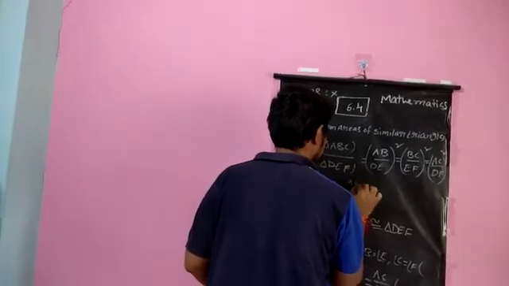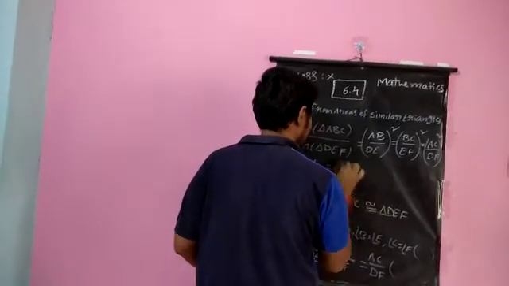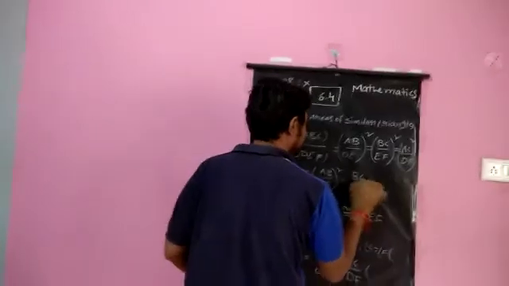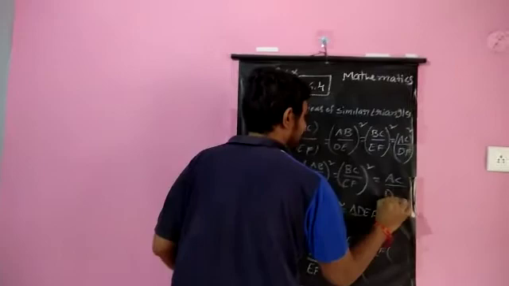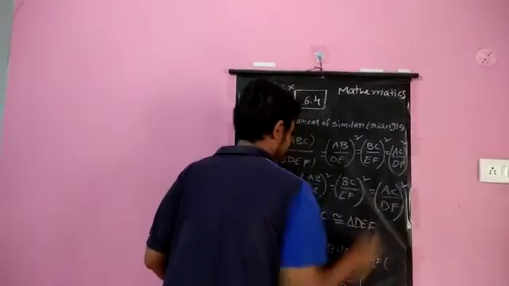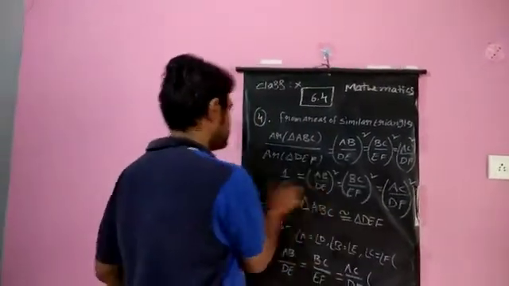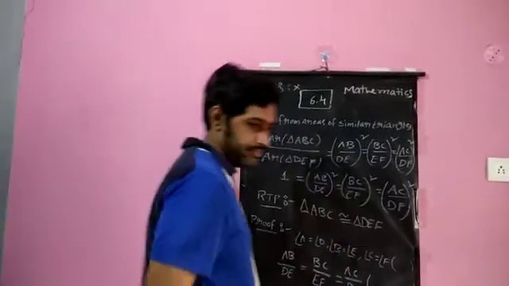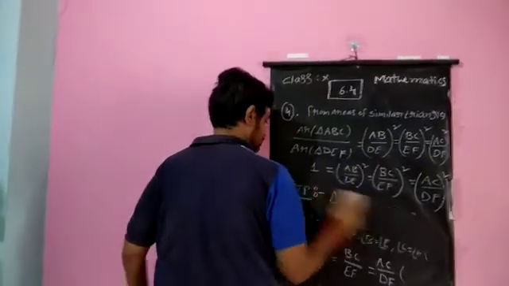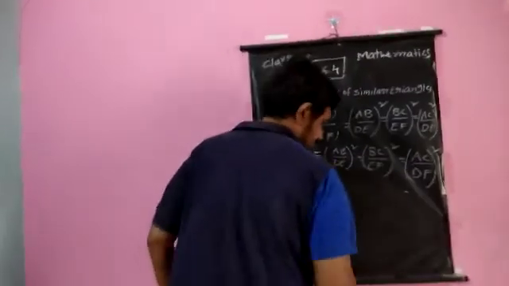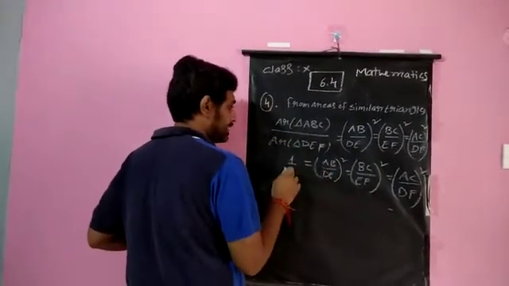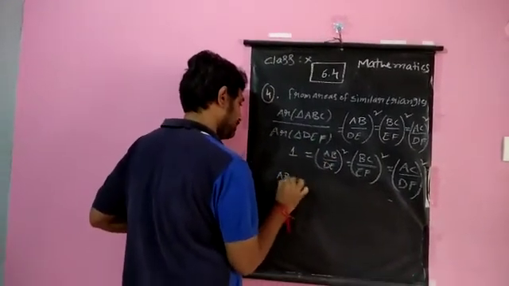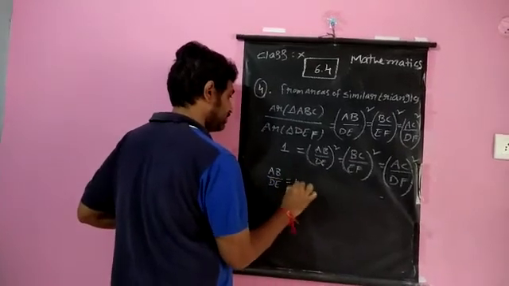But 1 equals, so I will get AB by DE square, that equals BC by EF square, that equals AC by DF square. Now if I take individually, this one equals 1, this one equals 1, this one equals 1. So AB square by DE square equals 1 means what it will become? AB by DE equals 1.